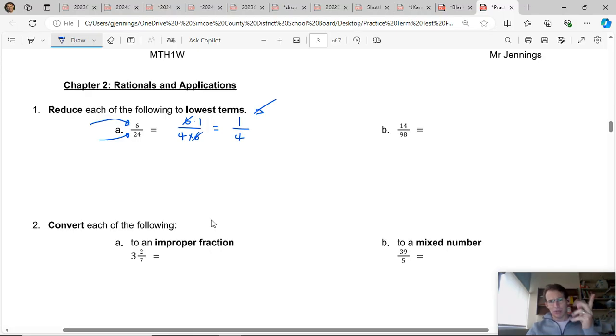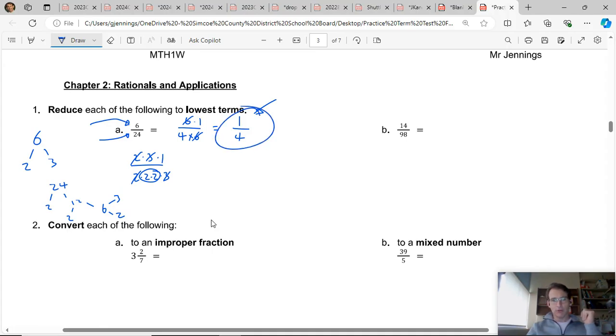And what else to say about this problem? You can also do it this way. 6 is certainly 2 times 3, and 24 is 2 times 2 times 12, which is 2 times, oh my gosh, there it is, 6, but maybe I don't notice for some reason, is 2 times 3. Then I rewrite this problem as 2 times 3 over 2 times 2 times 2 times 3, and then I cancel, cancel, cancel, cancel. Look at that. There's 4 left on the bottom. Don't forget there's still 1 left on top. Okay, 1/4. Final answer.